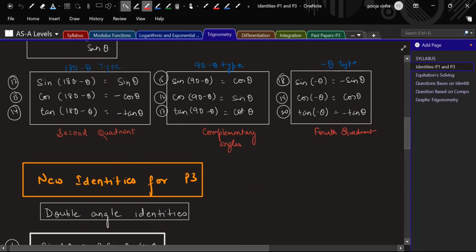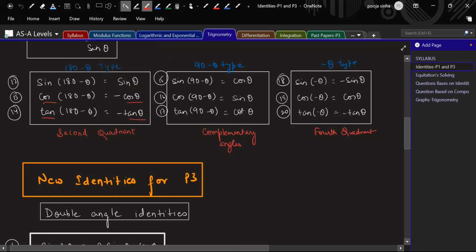So if we are doing sine 180 minus theta, what do we get? Sine theta. Why are we getting that? Let me just quickly tell you this. 180 minus theta is coming in this quadrant, the second quadrant. So sine 180 minus theta is sine theta. Cos 180 minus theta: you get the same thing. If this is sine, you get sine only. If this is cos, you get cos only. If this is tan, you get tan only.